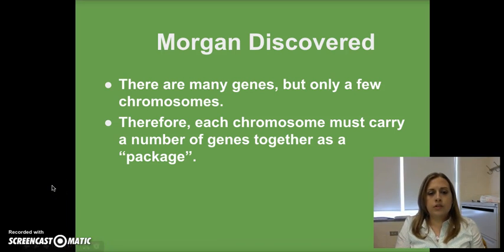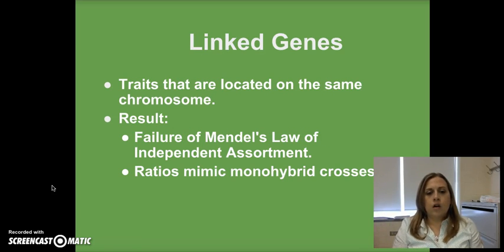So Morgan discovered that there are many genes but only a few chromosomes. So what he deduced from that is that each chromosome must carry a number of genes that come together as sort of a package deal, so that you've got different genes that are all kind of lumped together on the same chromosome. And so what this kind of shows is that certain genes are linked together because they are always inherited on that same chromosome.